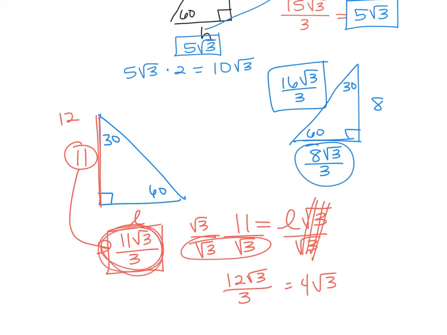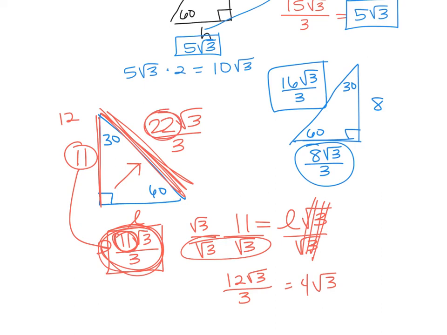Gotcha. Okay? What would your hypotenuse be? 22 rad 3 over 3. Right. 22 rad 3 over 3. Oh, times 2. This is your hypotenuse, right? Across from the right angle. So you're taking that 11 and you're doubling it. 22 rad 3 over 3. No. I said if I were to give you a different number, different problem.